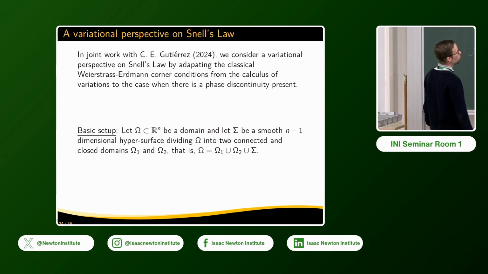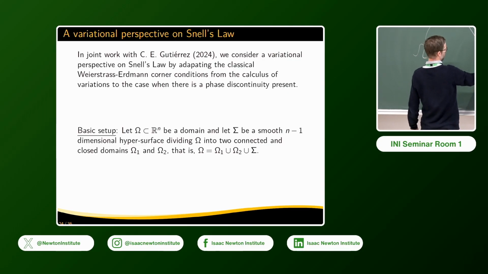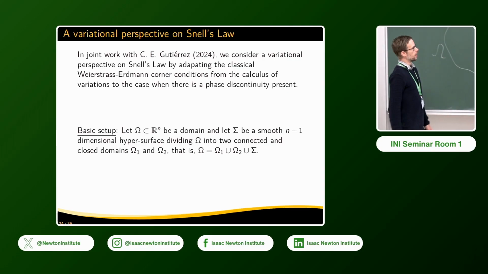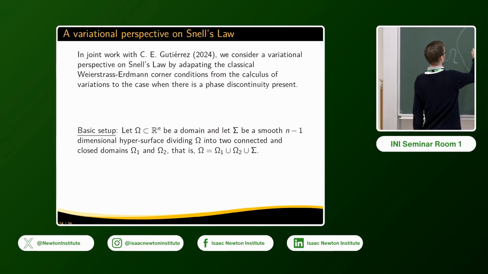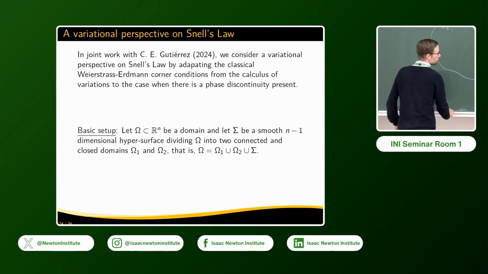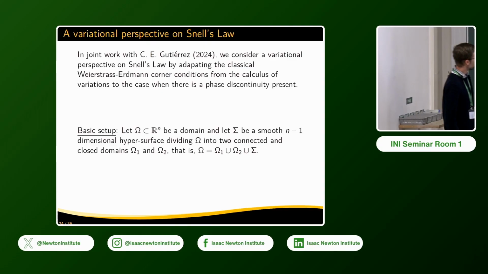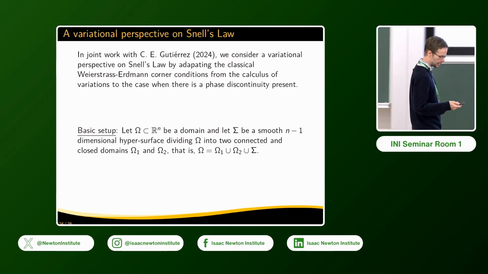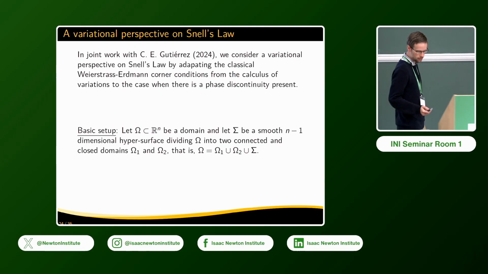And then you have some smooth hypersurface which divides my region into two connected and closed domains. We'll call them omega 1 and omega 2, such that you have basically the following picture. Okay, like I said, we can do this in n dimensions, but imagine n equals 2 or n equals 3 for applications, basically.